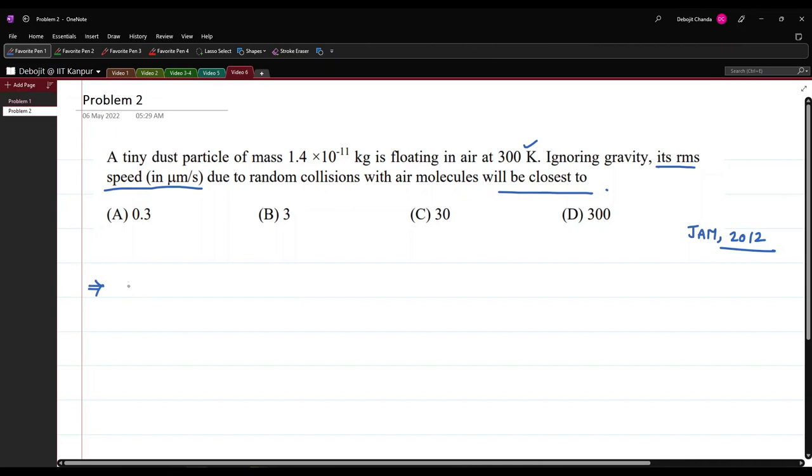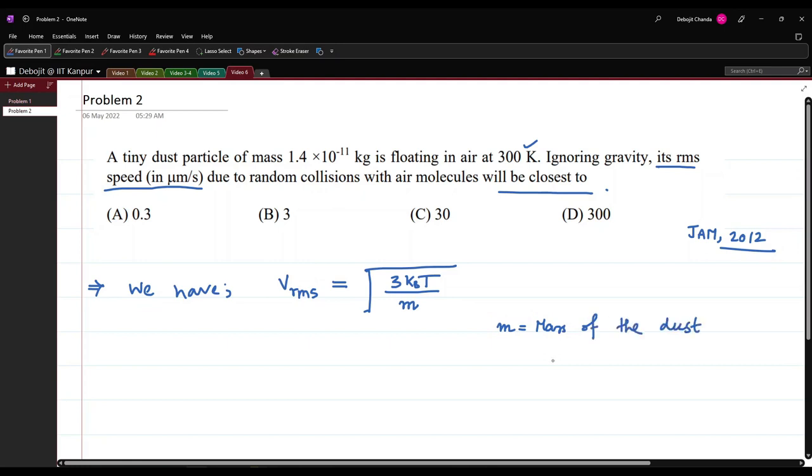So this problem will also be solved using Maxwell-Boltzmann distribution, and we have the V RMS as root of 3 kB T over M. Here, m is the mass of the dust particle, kB is the Boltzmann constant, and T is temperature, which is 300 Kelvin.